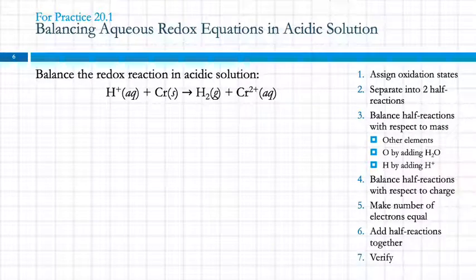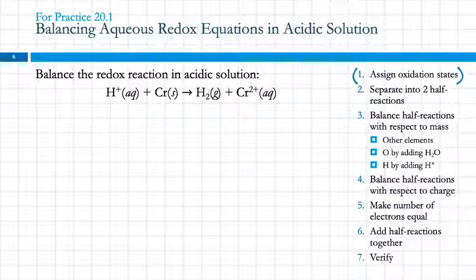Okay, so let's do a simple example. And over here on the side, I've listed the short version of the steps. So, balance the redox reaction in acidic solution. We have hydrogen ion plus chromium, making hydrogen gas plus chromium ions. So I need to separate this into two half reactions. Again, we're just going to ignore the first step. I think we got plenty of practice with oxidation states earlier.